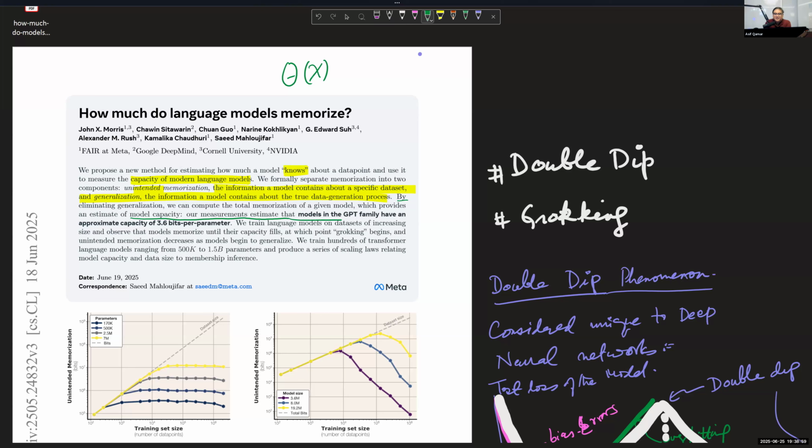our measurements estimate that models in the GPT family have an approximate capacity of 3.6 bits per parameter. So it says that the capacity to memorize is only that much. Now, what is the practical consequence? Suppose a machine can memorize, to use very colloquial words, let us say 10 sentences. That's all it can memorize. So you would agree that if you give it 100 sentences, there is no way it can memorize all 100 sentences because your bucket is full. Your memorization capacity is exceeded.